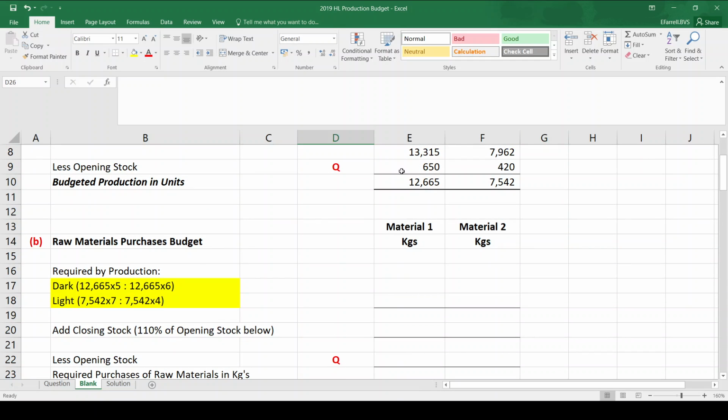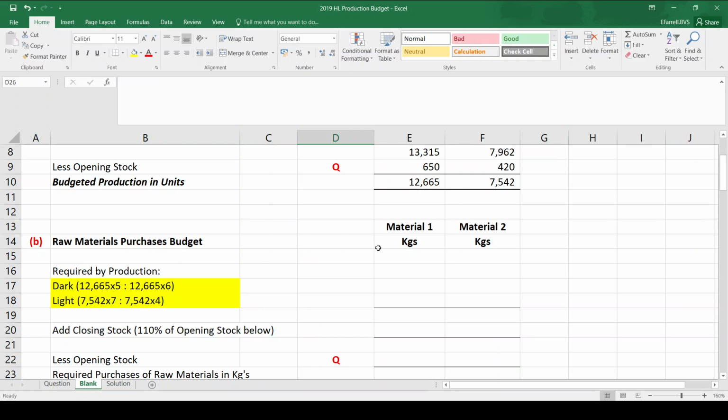So the units of dark we need to make are 12,665. Now we take the units we need to make, not the units we need to sell from the question, because the materials will be applied to the amount of units we actually need to make, not what we need to sell. So dark is 12,665. And then if we look at light, the units here are 7,542. That's where the 7,542 is coming from.